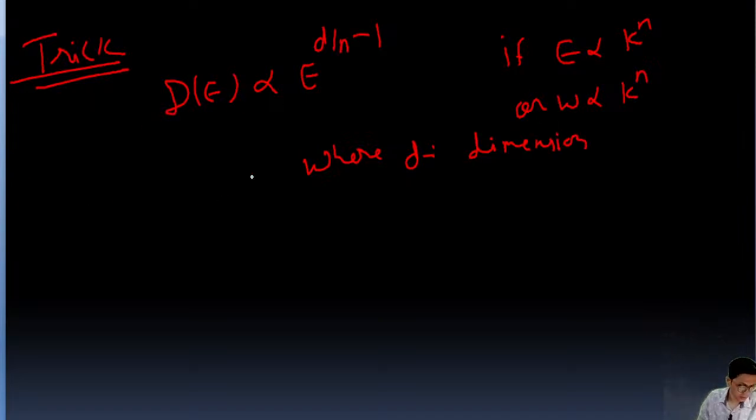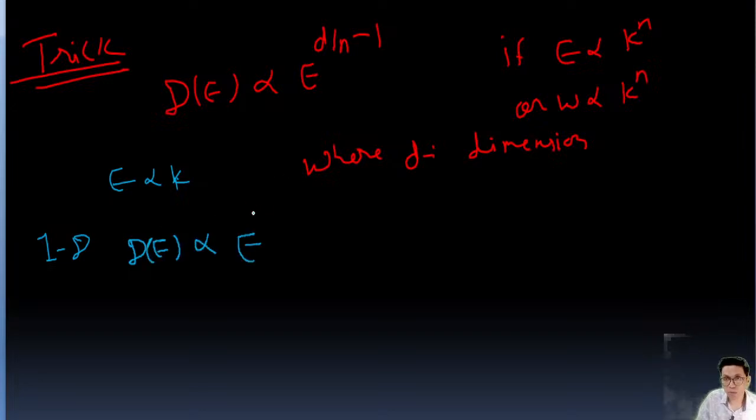So now by this trick we can find out 2-3 things. Suppose for 1d, E is proportional to k is given. E proportional to k means n equal to 1, right? So in 1d, the density of state is going to be proportional to E to the power d upon n minus 1, with d equal to 1 and n equal to 1. So this is going to be E to the power 0, right?